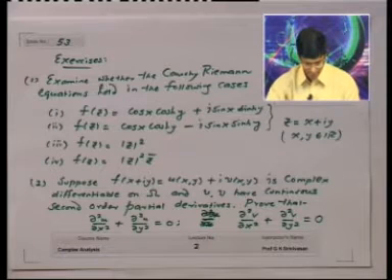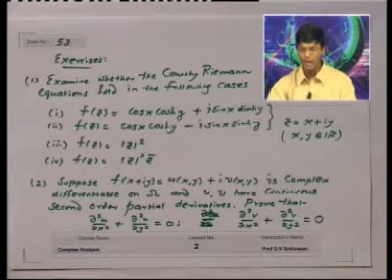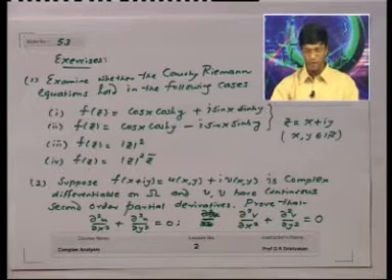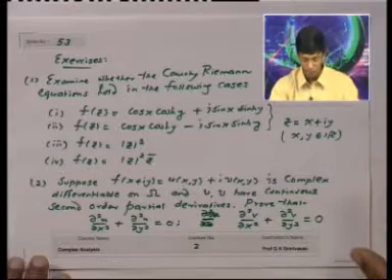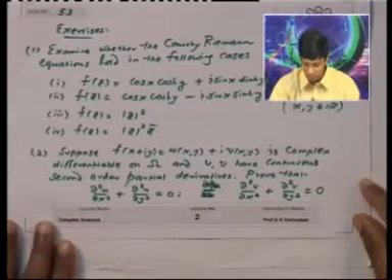The second part is, suppose f of x plus i y equal to u plus i v is complex differentiable on omega, and u and v have continuous second order partial derivatives. Prove that del 2 u by del x squared plus del 2 u by del y squared equal to 0.